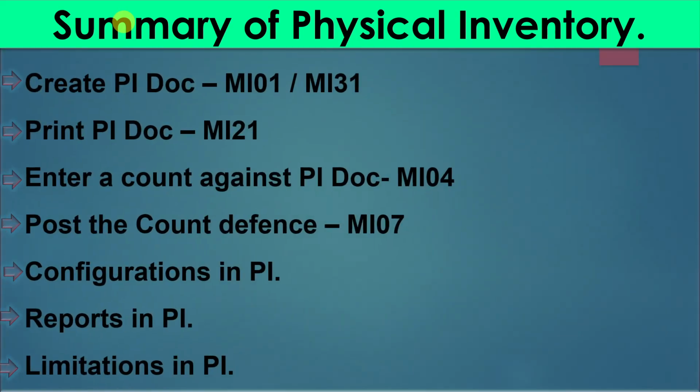So thank you. We will see a summary of what we have seen today. We saw how to create a document, print it, then how to put the count in physical inventory and post the differences against physical inventory. We understood the basics of physical inventory, what it is and why it is needed. Then configurations in physical inventory, a few reports that you need to check, and certain limitations.